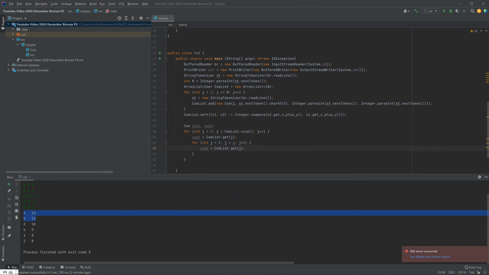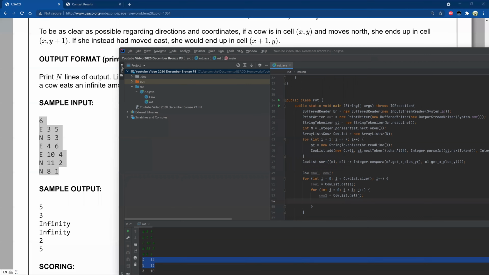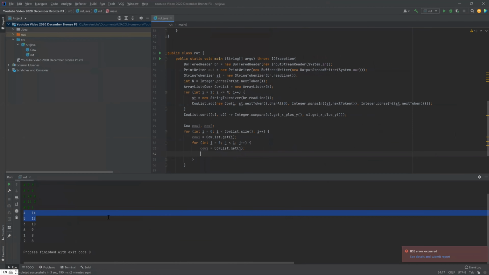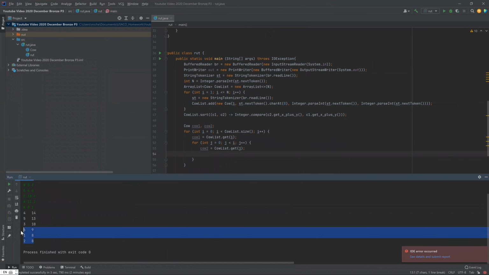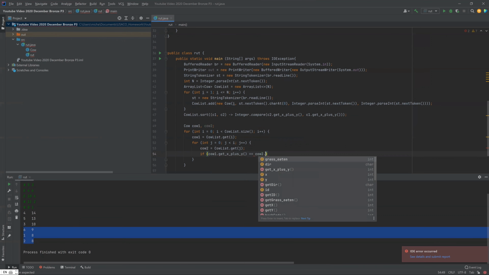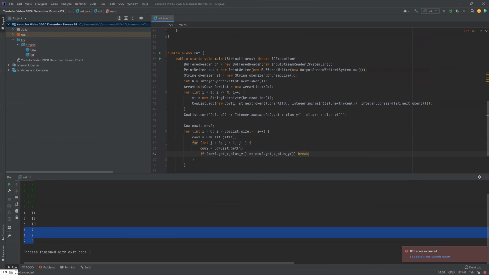Okay. Now if two cows have the same x plus y, then we don't need to worry about it anymore, right? These two cows have the same x plus y, we don't need to worry about them anymore. So if cow1.getX plus y is equal to cow2.getX plus y, great. So we don't need to worry about them, but if we have a lot of different 8s, and then we have a 7 down there, we don't need to worry about each 8, right?